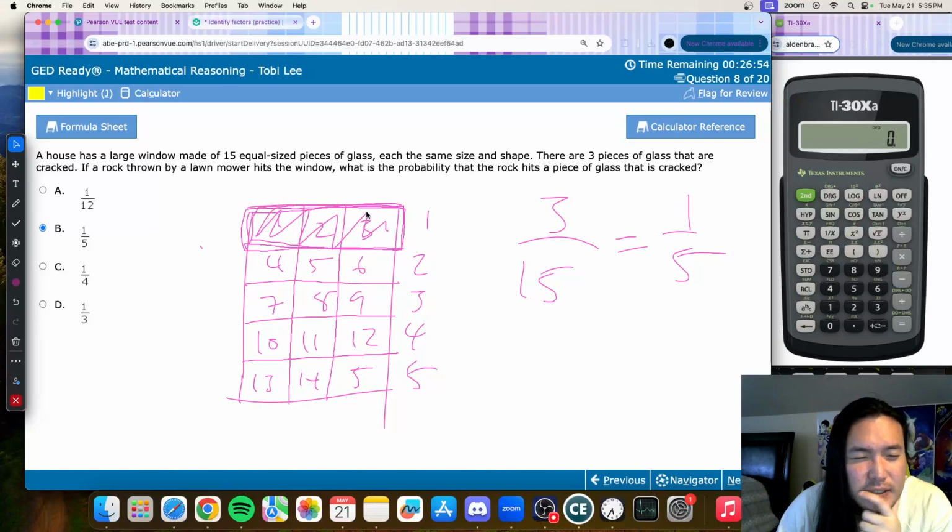For simplicity, I just made 1 through 3 the cracked windows, but it doesn't matter which ones are cracked, right? If there's 3 of them that are cracked, then the odds that you hit a cracked one is 3 out of 15. 3 out of 15 is literally the same as 1/5.